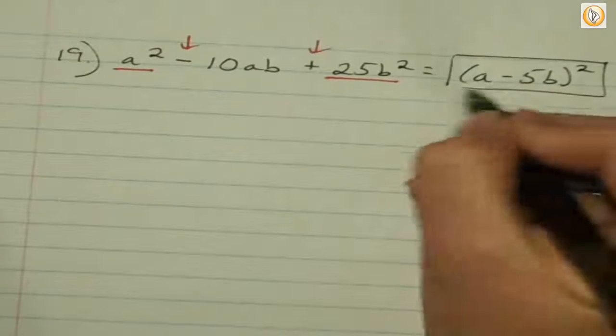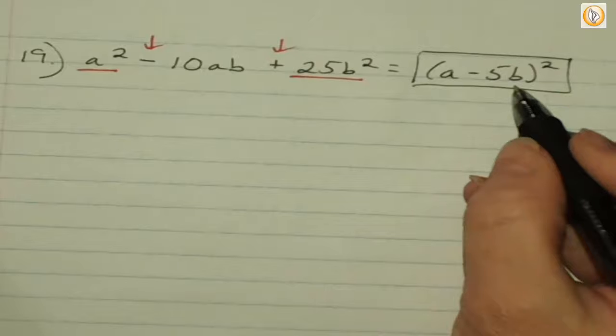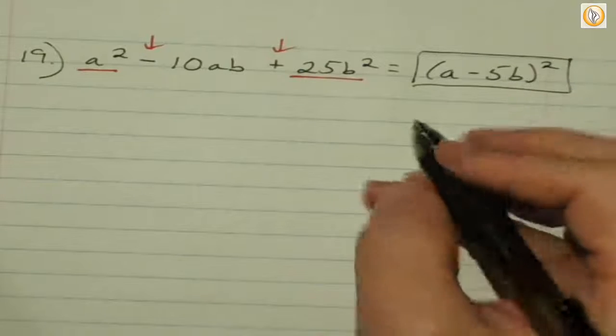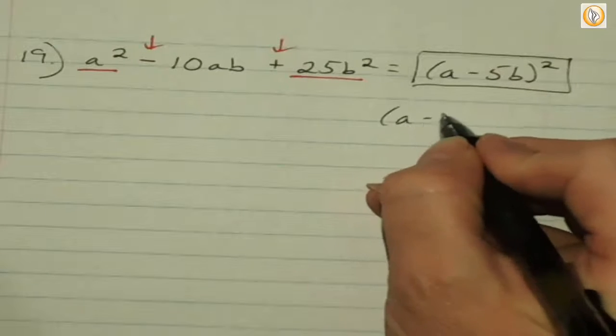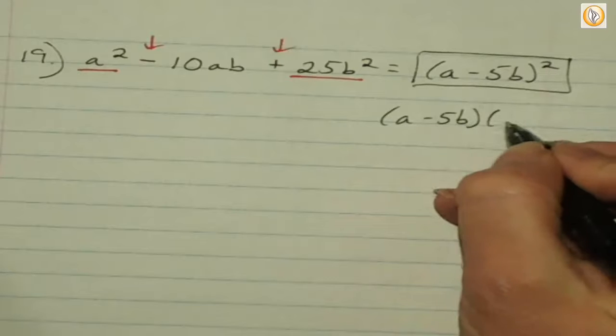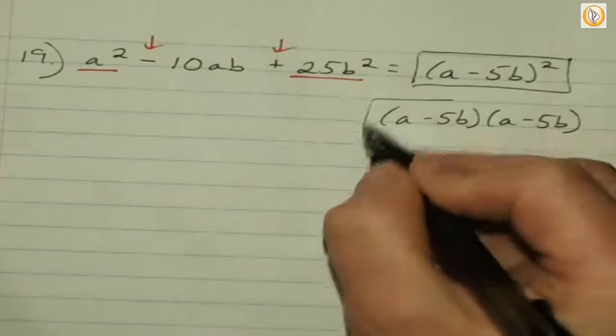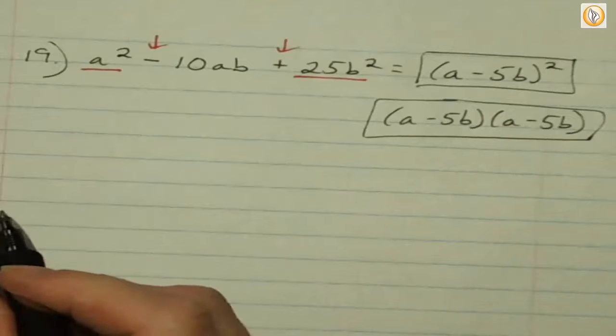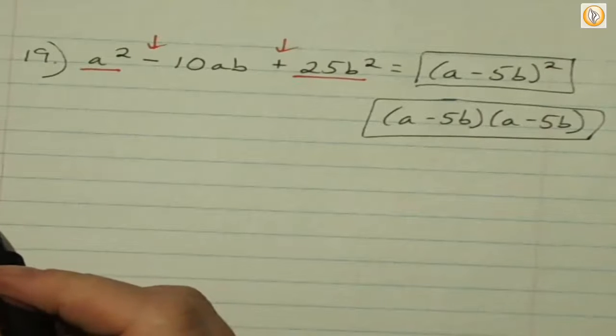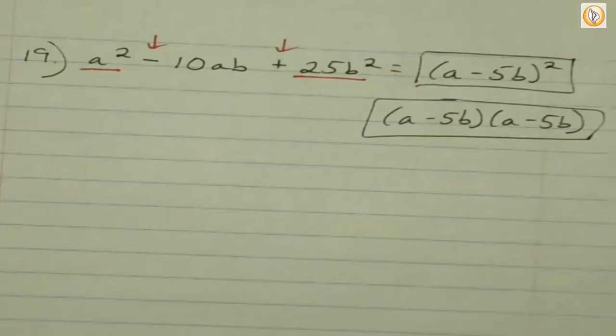Very good. A minus 5b squared. You could say a minus 5b times a minus 5b. Any questions?